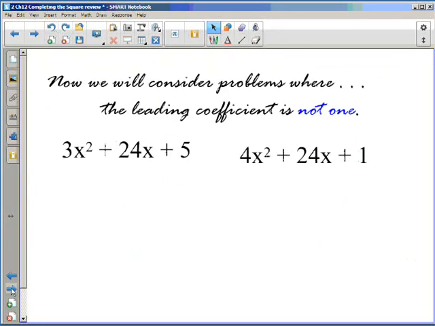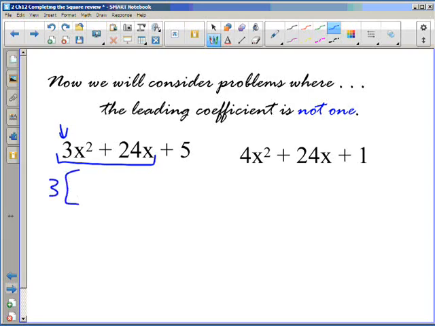And now we move on. And now we will consider problems where the leading coefficient is not 1. And as I do these, I use square brackets to show factoring out, and then parentheses for the completing the square work. So for instance, in this case, we'll just look at our variable terms and factor out a 3. And we always need to have our coefficient of x squared equal to 1. So if I factor out a 3 and use square brackets, I get x squared plus 8x.